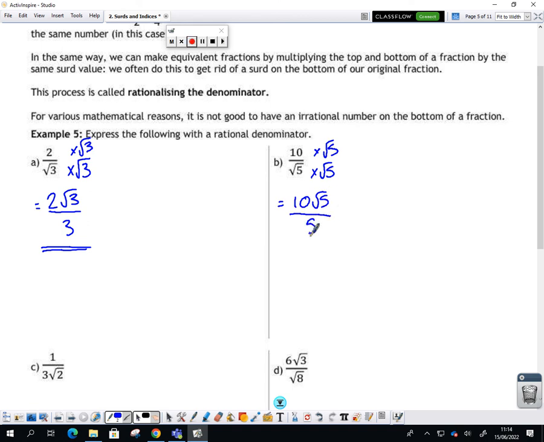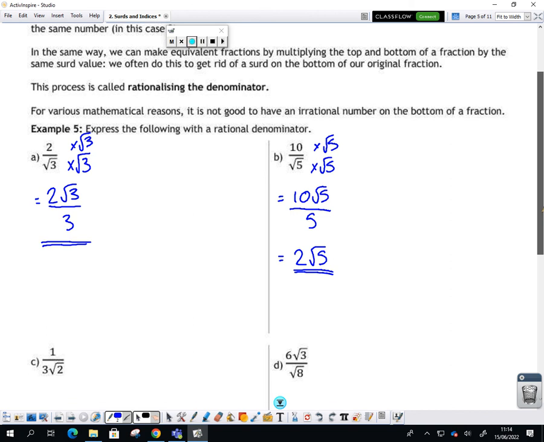And then we've always got to see if we can now simplify either the surd or the fraction. And in this case we can. So 10 over 5 becomes 2. And therefore we've got 2 root 5 as our answer.